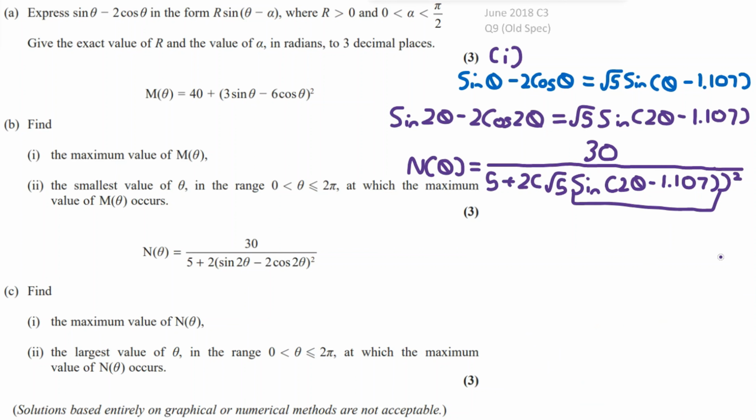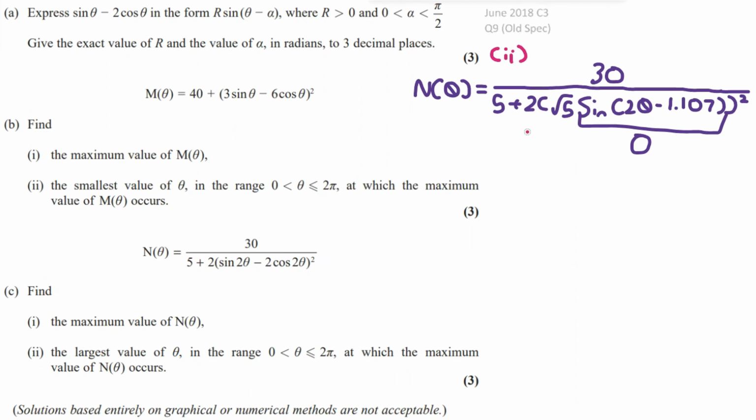So what do we do? We make this value here 0. So basically this whole thing is going to go away because sin is going to become 0. So this is all just going to cancel out like this. And therefore we're only going to be left with the 5 here. So it's going to be 30 over 5, which is equal to 6. And this is the maximum value of n theta.